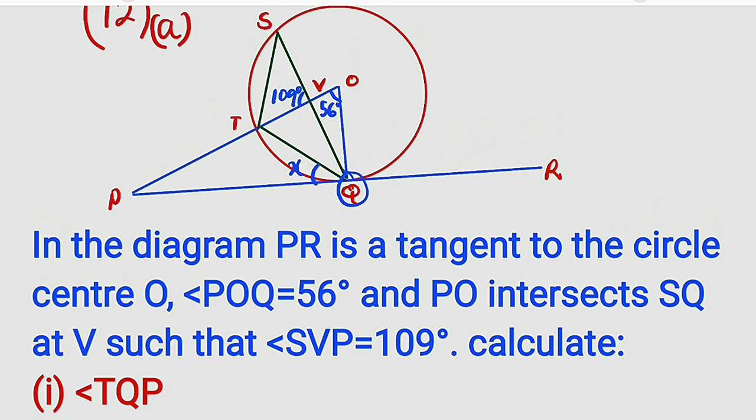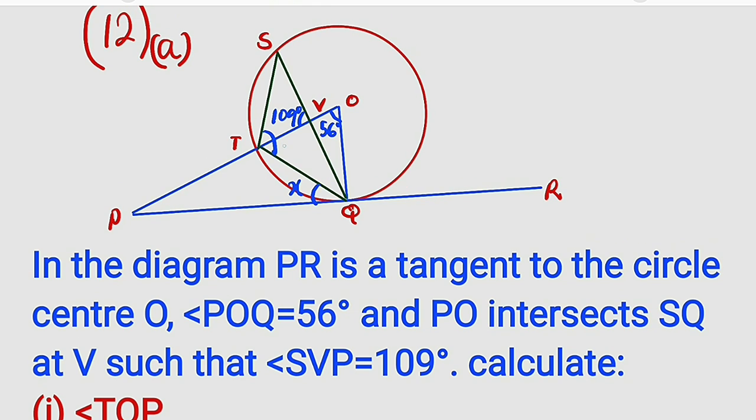QTS, a combination of two angles, right? But let me start with this small angle right here. Remember that this is an isosceles triangle, and in an isosceles triangle, the base angles are equal. Why do I say it is an isosceles triangle? Because this is a radius and this is also a radius. So since the opposite sides are equal, this is an isosceles triangle. So to find this angle, let me call it OTQ.